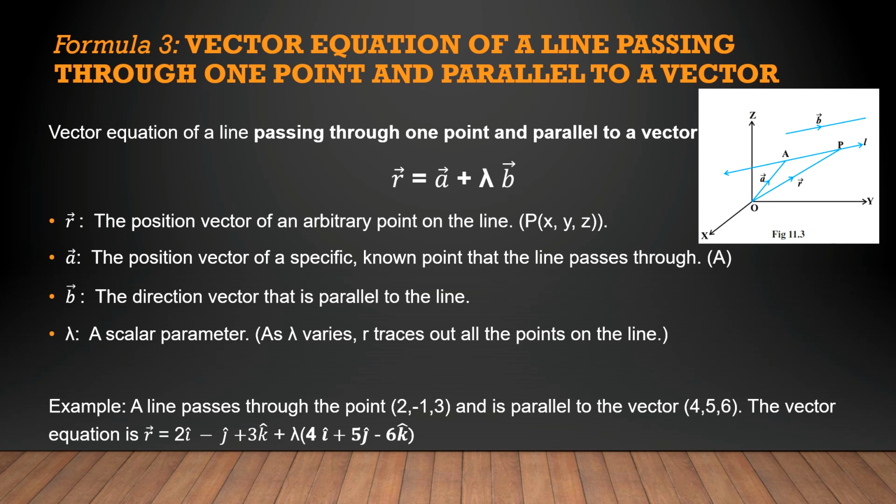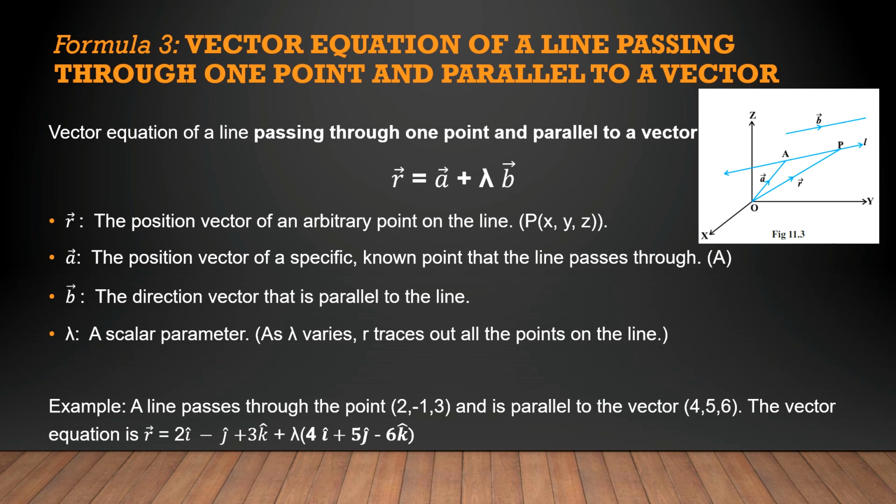If the line passes through a given point A and small a is its position vector, small b is the direction vector that is parallel to the given line. Correct? That means it goes in the parallel direction to the given line. So b is a direction vector. Lambda is any scalar parameter. And in this equation, r is equal to a plus lambda b, a very important equation, r is equal to a plus lambda b.